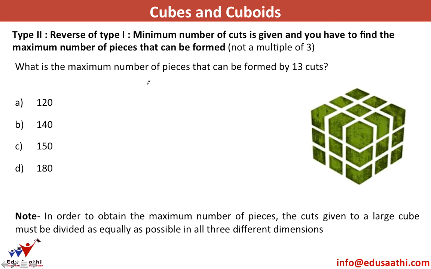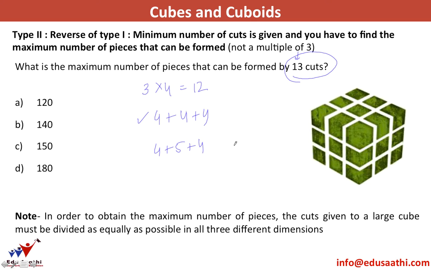Let's try another question. What is the maximum number of pieces that can be formed using 13 cuts? Now 13 is not a multiple of 3. What you'll do is find the closest multiple of 3 to 13. I know that 3 into 4 is equal to 12, so I have 4 plus 4 plus 4 at least. Now I need 13 cuts, so I'll just add 1 to any of these 3. So what I'll have is 4 plus 5 plus 4.